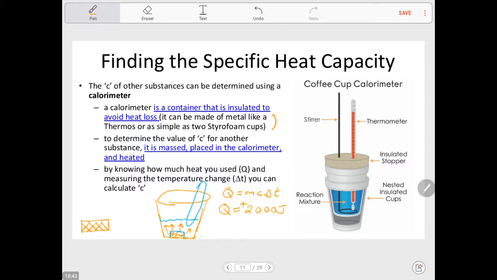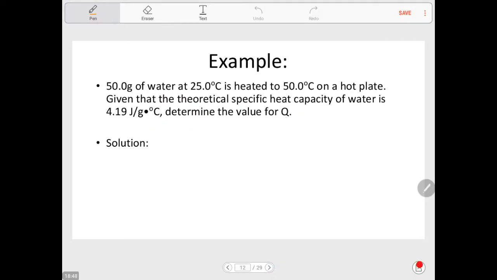But what I do want you to focus on now are some of the calculations. Okay, here we go. It says here, you have 50 grams of water at 25 degrees Celsius, and it is heated to 50 degrees Celsius on a hot plate. Given that the theoretical specific heat capacity of water is 4.19 joules per gram times degrees Celsius, determine the value for Q. Now, first of all, look at the temperature of the water. The water went up by 25 degrees. It went from 25 to 50.